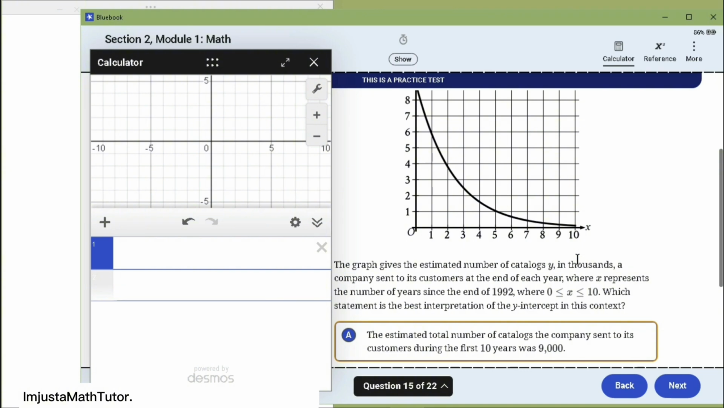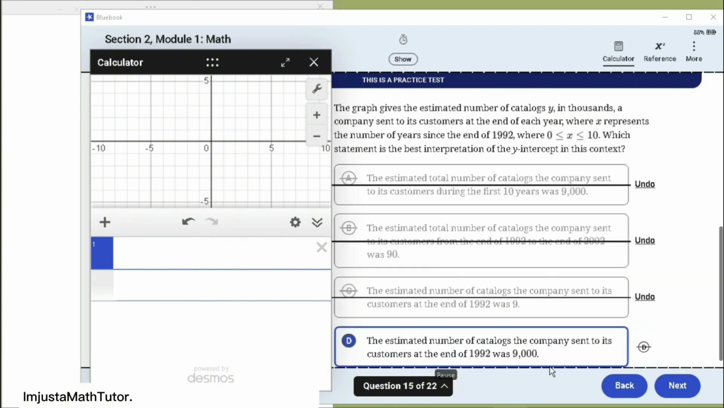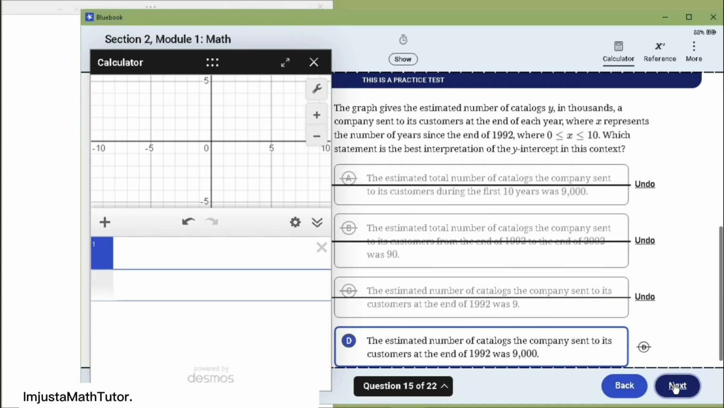The estimated number of catalogs the company sent to its customers at the end of 1992 was 9. Now, if you look at the end of 1992, which is 0, we see that it's 9,000, because in the problem they said that the y-axis is in thousands, so it cannot be 9. It's 9,000. The estimated number of catalogs the company sent to its customers at the end of 92 was 9,000. Now, if you read the value at 0, because the graph starts at the end of 92, and we read it in thousands, 9,000. So yes, this option is correct.